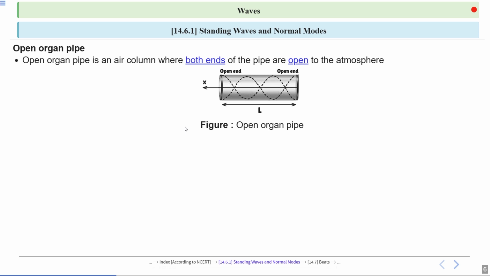An open organ pipe is a type of wind instrument where both ends are open to the air. This allows sound waves to form standing waves inside the pipe. The figure illustrates an open organ pipe of length L showing a standing wave pattern formed within it. Both ends of the pipe are open, meaning antinodes are formed at these ends.